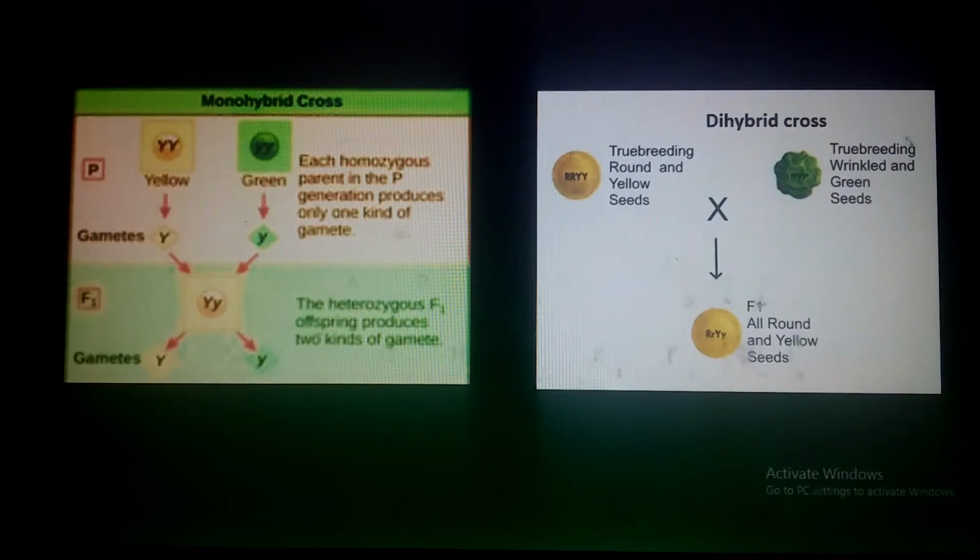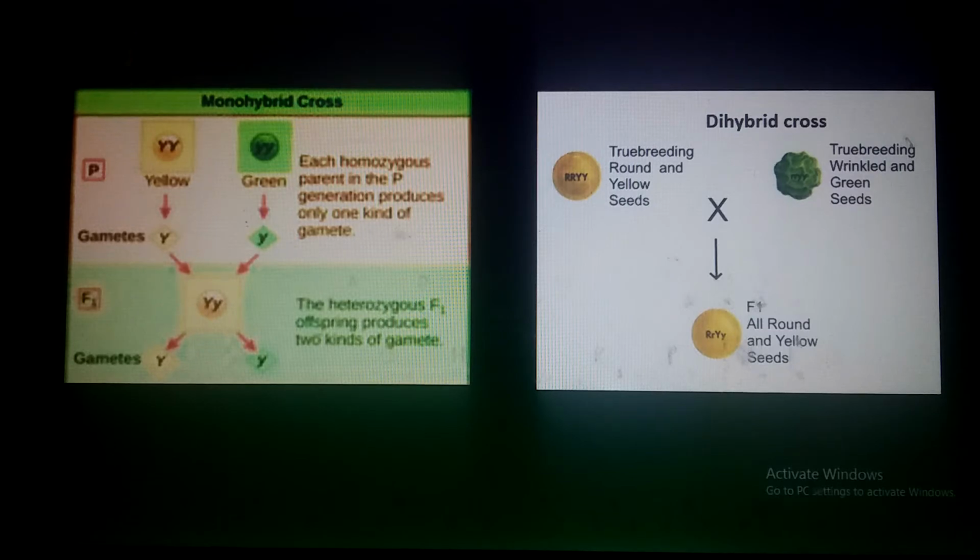Okay, so first of all, what is the monohybrid and the dihybrid? Monohybrid, mono means one and di means two. So what does it mean, the monohybrid cross and the dihybrid cross? So first, monohybrid. You can see here, this is the monohybrid cross. The cross involving one contrasting character or trait.